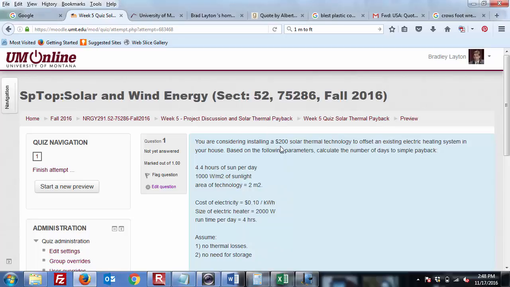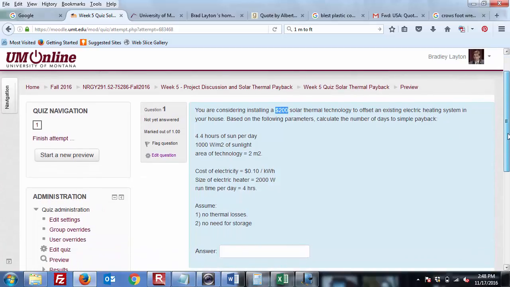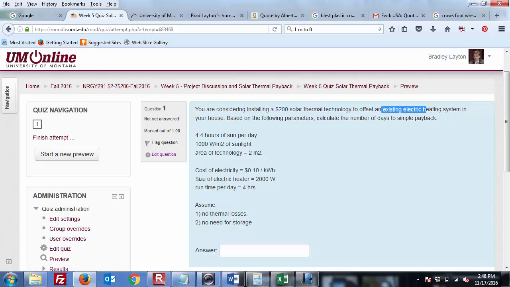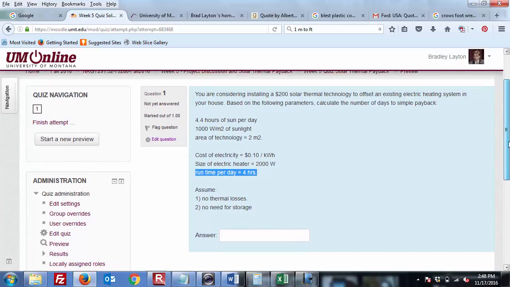But again, we're looking at a $200 solar thermal technology, and you're going to offset an existing electric system. So what we're assuming: you've got 4.4 hours of sun coming in per day, you've got 1,000 watts per square meter of sunlight coming in, and the technology is 2 square meters. I apologize for not having the subscripts looking any better than that. Electricity costs 10 cents per kilowatt hour. The electric heater you're using is 2,000 watts, and the runtime per day is 4 hours. So I'm just going to take a second and review how to do that.